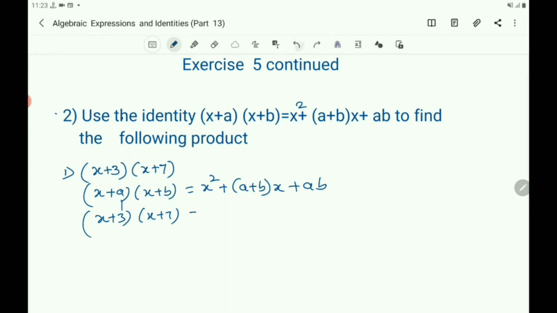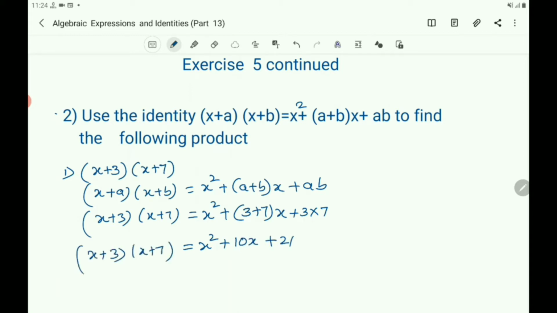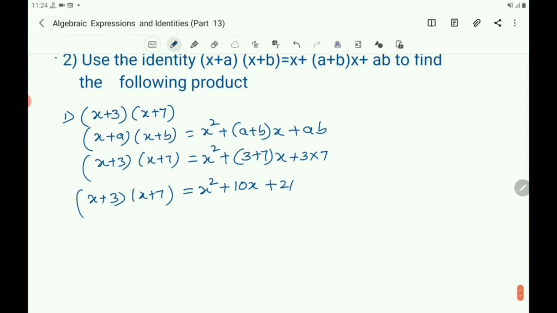Now you substitute the values of x, a and b. So you write x² + (a + b), which means (3 + 7), into x. ab means 3 into 7. That equals x² + 10x + 21. Therefore, you got that (x + 3)(x + 7) equals x² + 10x + 21.